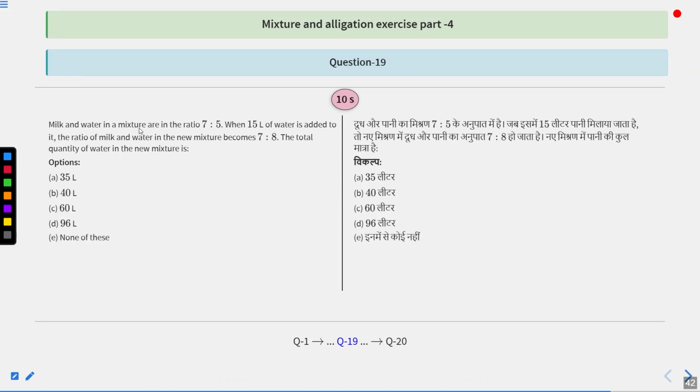Next one. Milk and water in a mixture are in the ratio 7:5. When 15 liters of water is added to it, the ratio of milk and water in the new mixture becomes 7:8. What is the total quantity of water in the new mixture? You have 5 options and 10 seconds to analyze the question. Your time starts now.